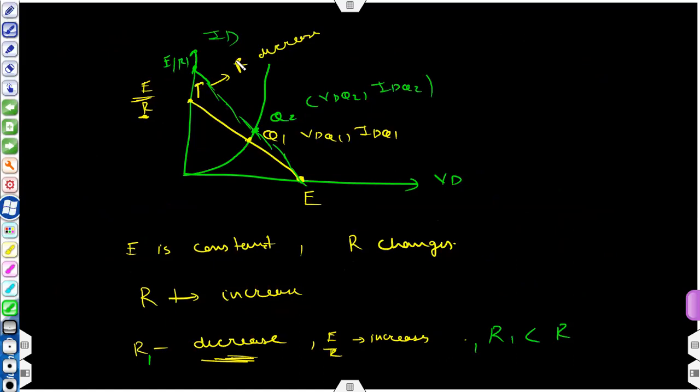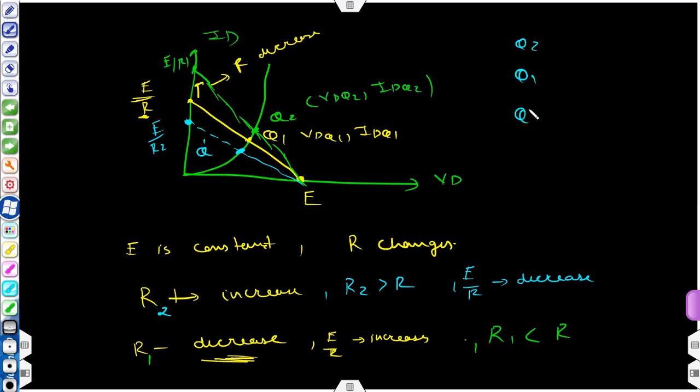Second case, if R increases, let's say that you have R2 such that R2 is greater than R. So E by R will decrease. Decrease means it will shift in the downward direction. Let's say that this is the new point, E by R2. So now again, you can join these 2 points and you will have Q prime.